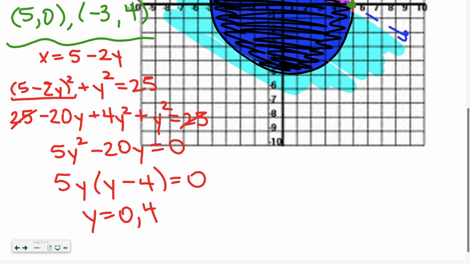I can't stress enough, if you're going to use your graph to determine your vertices, you have to make sure that they work in the equation. Change it to an equal sign and test them. Because all of our intersections have been really nice today, haven't they? But they could be fractions. Have you had intersections that are fractions?